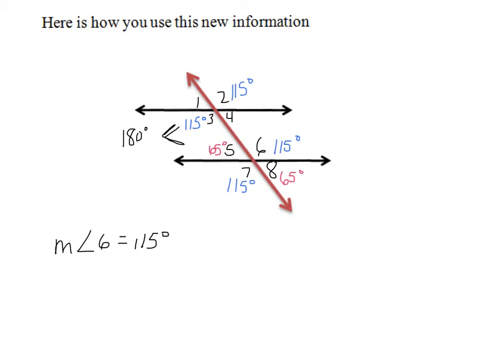Let's go a different route. Angle 8 and angle 4 are corresponding angles, so that would be 65 degrees. And angle 1 and angle 5 are corresponding, so that would be 65 degrees. And there you have it. With just one angle, we were able to fill in the rest of this chart.